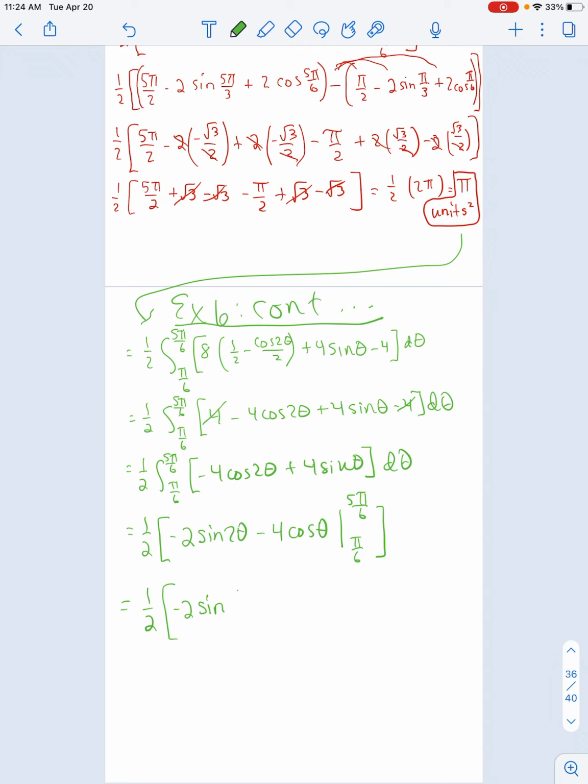So now let's go ahead and put those values in. Negative 2 times the sine of, this would end up being 5 pi over 3, minus 4 times the cosine of 5 pi over 6. That's your first one, minus, now put your second one in, negative 2 times the sine of pi over 3, minus 4 times the cosine of pi over 6.